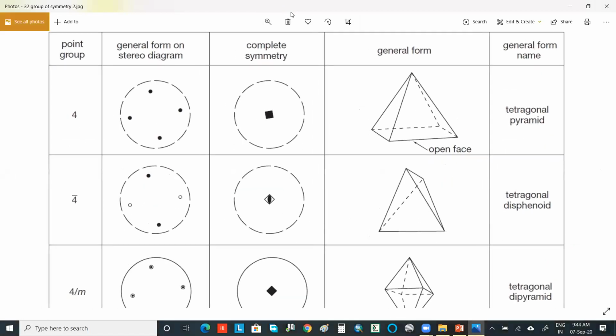Point group 4. And this is for the tetragonal system. So if the Hermann-Mauguin symbol is only just 4, that means the name of the class is tetragonal pyramid, right? Tetragonal, as the name suggests, 4 faces. Gonal means bounded, tetra means 4. Bounded by 4 faces, and it is a pyramid. So it will be having 4-fold symmetry along the c-axis.